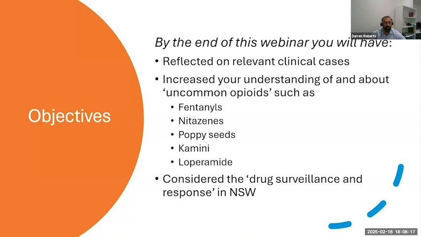What we're going to do then is talk about different opioids that I'd consider uncommon. That relates to the fentanyls, the nitazenes, poppy seeds, kamini, and loperamide. Although they may be uncommon, they feel common to me. I feel like I'm always talking about them and thinking about them because of cases that we come across, and I think you may also have come across them. So we're going to talk a bit about those. Then we'll wrap up very briefly talking about drug surveillance and response and how that works in New South Wales.